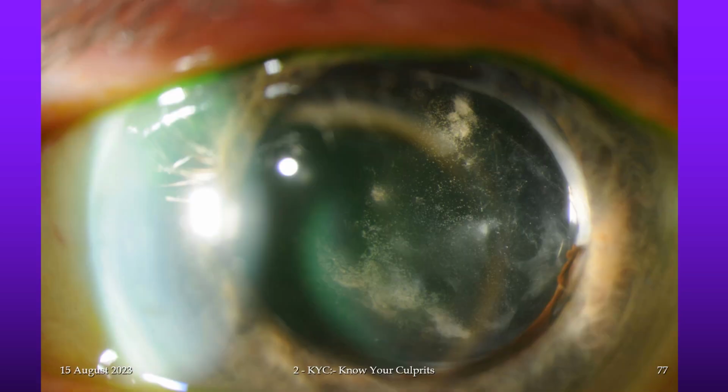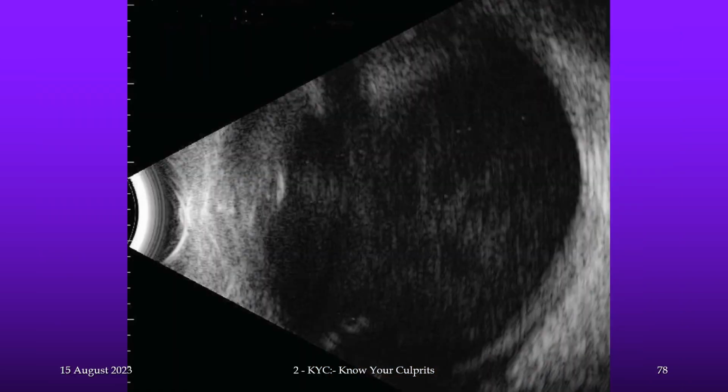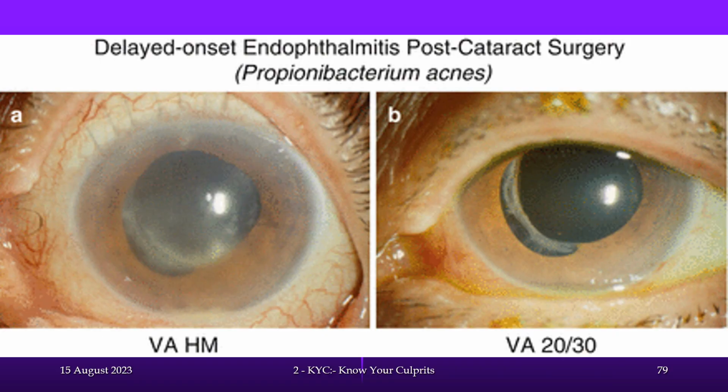Remember, a poppy seeds-like picture is P. acnes, P for pea. It is couscous-like deposits on the back surface of the cornea or on the front and back surface of the IOL. The posterior segment is quite quiet. After treatment in these cases, the visual regain is very good.